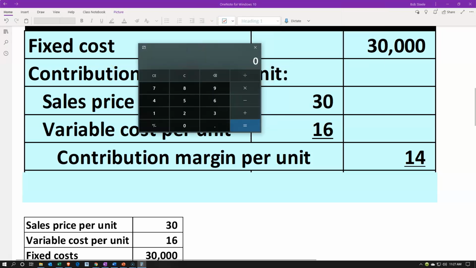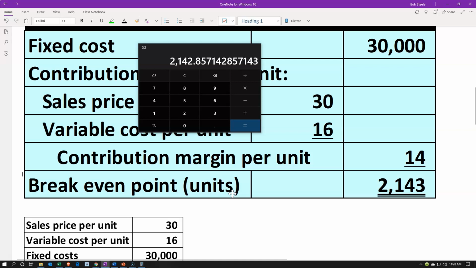We're going to take the old 30,000 and divide it by the 14, and that'll give us the number of units we need to then make in order to break even, in order to cover the fixed cost, the 2,143. So you can see how that's a nice, easy launching point to then think about, well, what do we need to do to make a profit then?